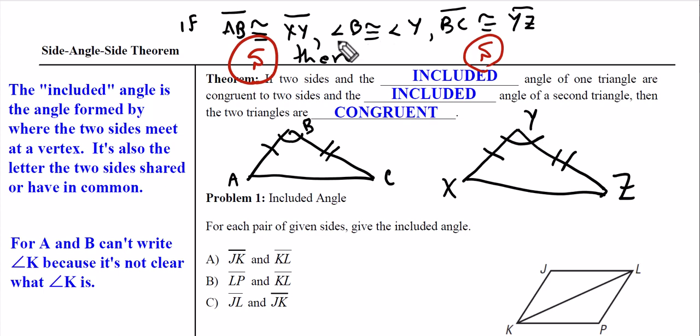So then if I have the included angle, then by the side angle side theorem, the triangles are congruent. Now there's a big deal about this that we're going to hit up later on, but if we can prove they're congruent, then everything about them is congruent. We'll talk more about that later.